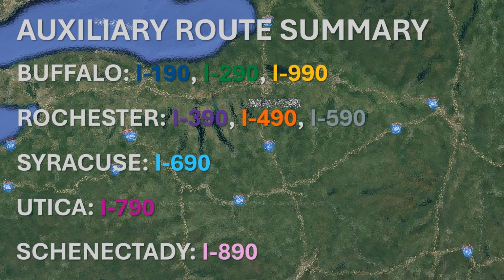So, a summary of our 3DIs in New York. They are mostly in order, west to east, but 990 really is making me angry here. Another reason to get rid of it in Buffalo. So Buffalo has 1, 2, and 9. Rochester, 3, 4, and 590. Syracuse has 690. Utica has 790. And Schenectady has 890.